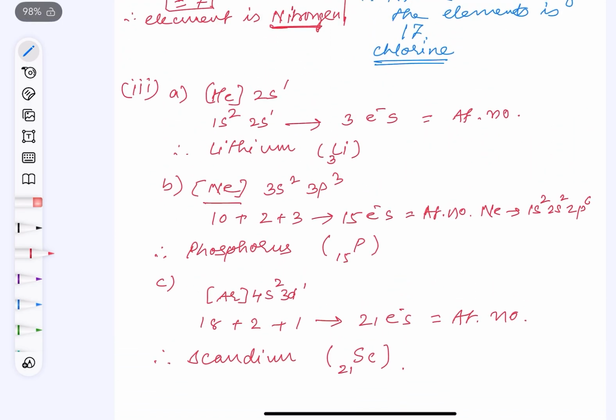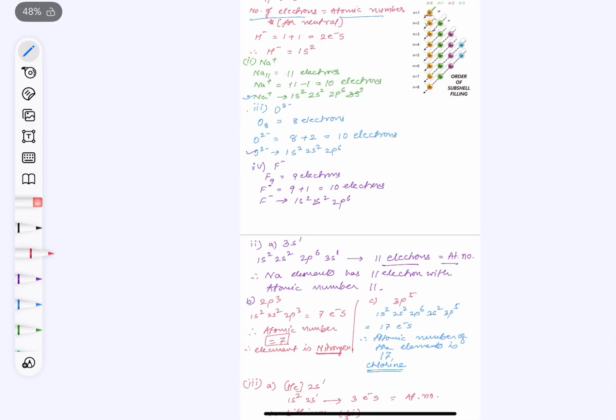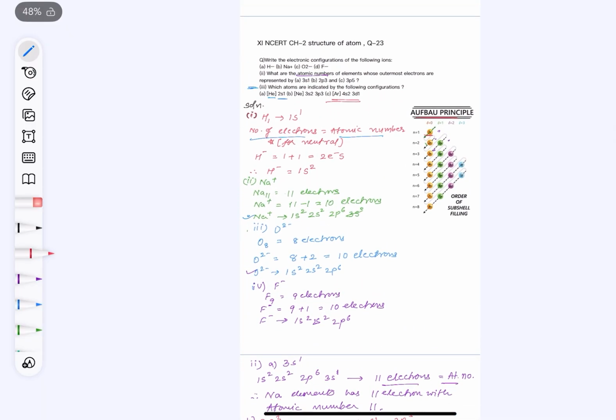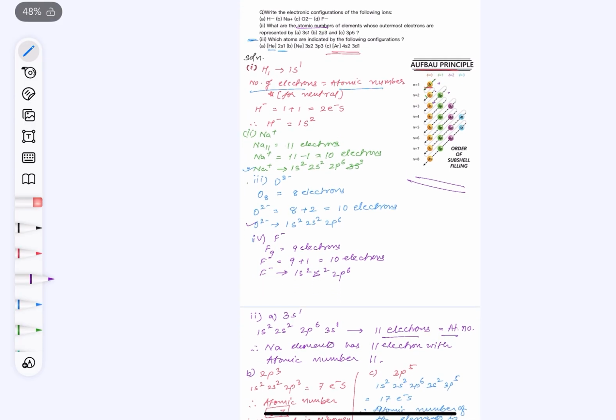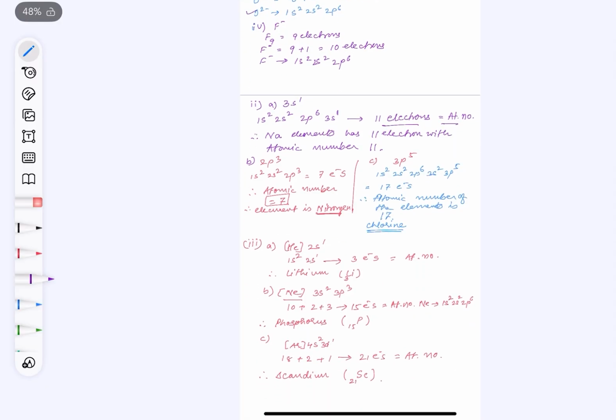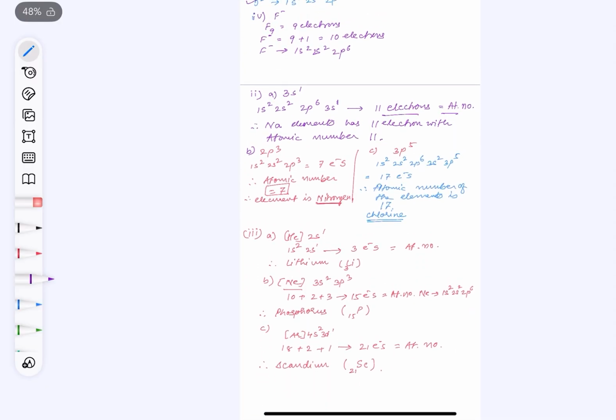So I hope, students, you could understand the question step by step. The things which were asked have been discussed with you. Here the important thing is the filling of electrons, which you should know using your Aufbau's principle. Okay, the order of subshell filling is given through Aufbau's principle, which helps us to write the electronic configuration of the element. So all the 3 sub-questions are discussed in this question.